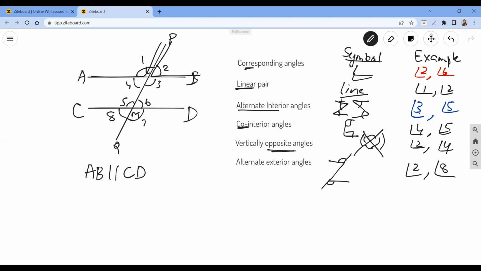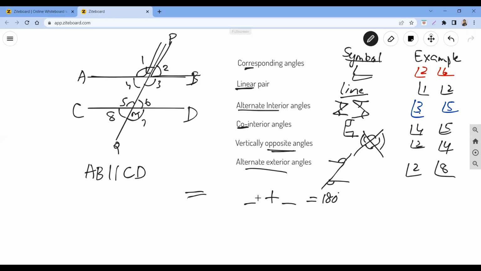Now, we found all the different symbols with which you can remember all the different types of angles, and also I gave you an example. Now, we will see which angle pairs are equal. See, there are only two things that are possible. Either they are equal, or the sum of those two angles is equal to 180. These are the only two things possible. Now, we will see which things are equal and which sums will be equal to 180.